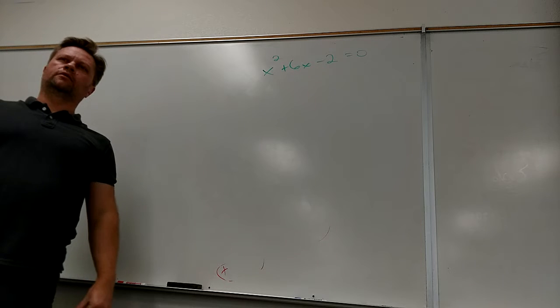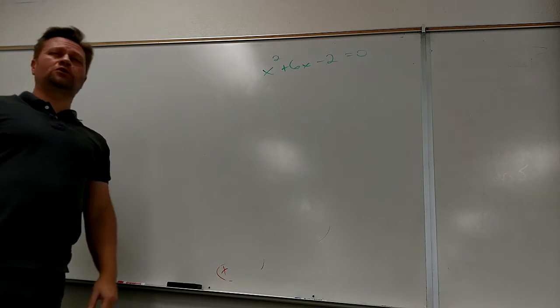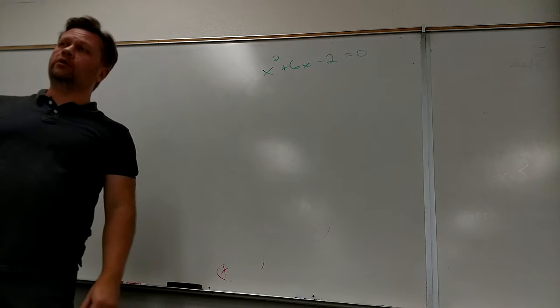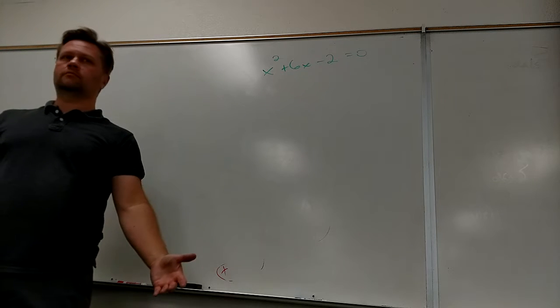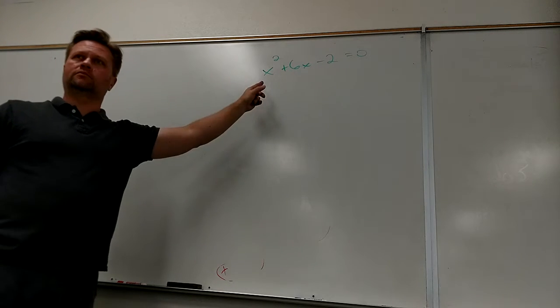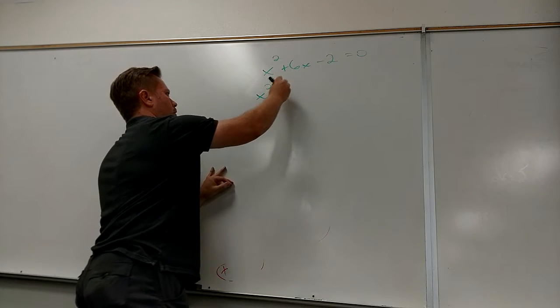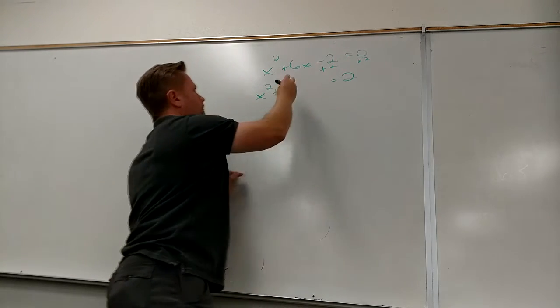Can you factor that? Ain't no way. Numbers that multiply by 2 and add to be 6. No. So the answers are going to be gross. We know this, right? We need to still get them. I can't get them nicely, so I got to get them some other way. So here's what we do. If I add 2 and get it out of the way.